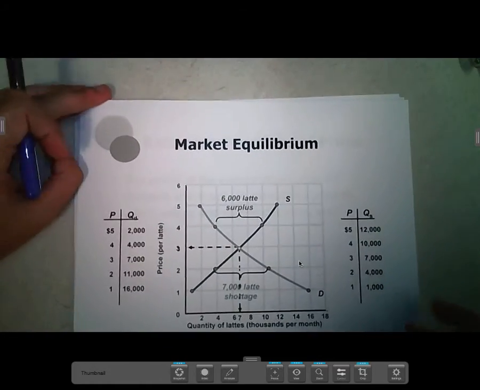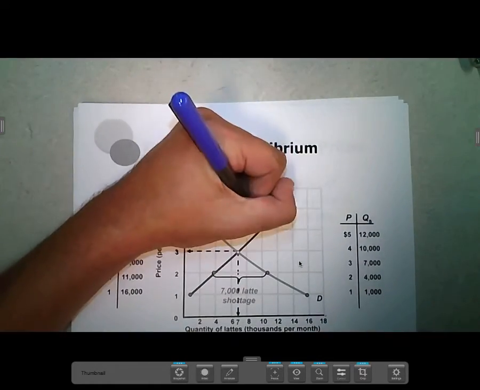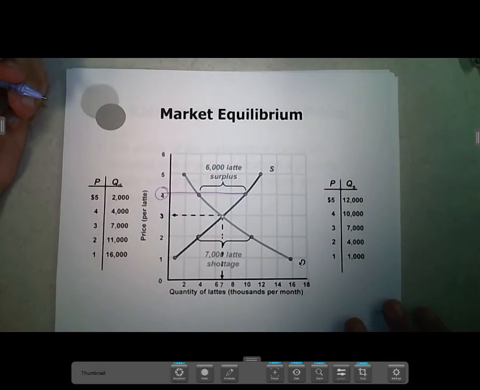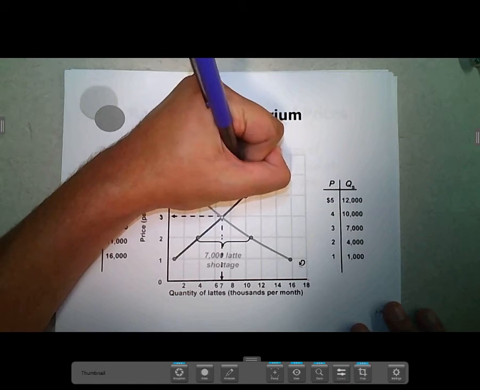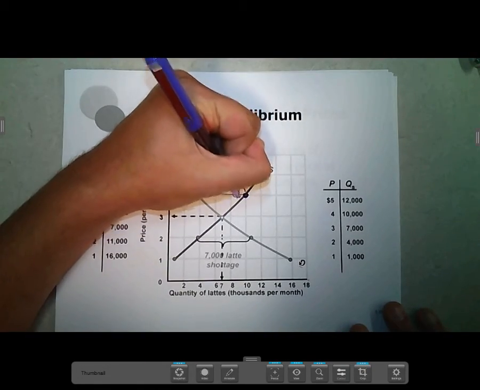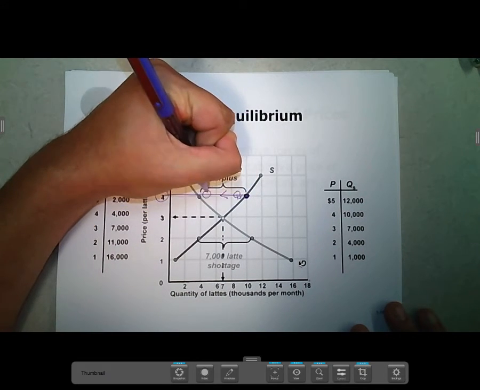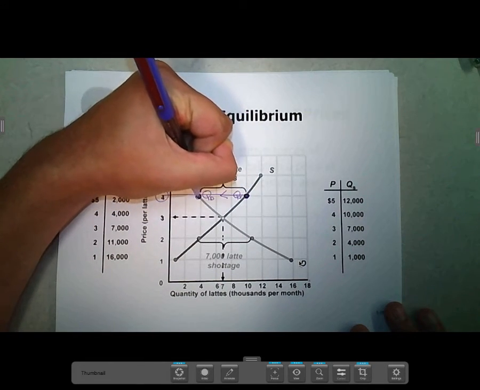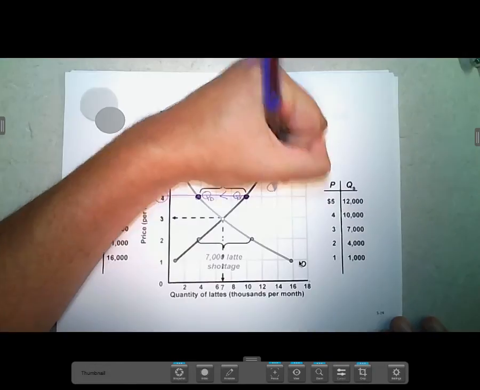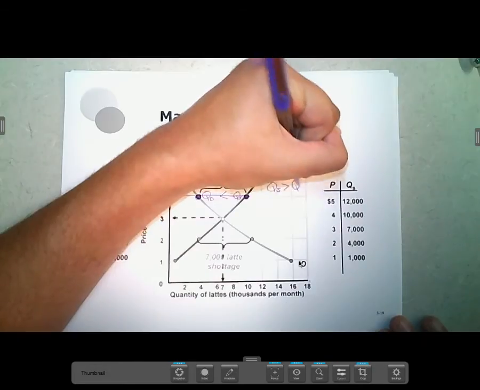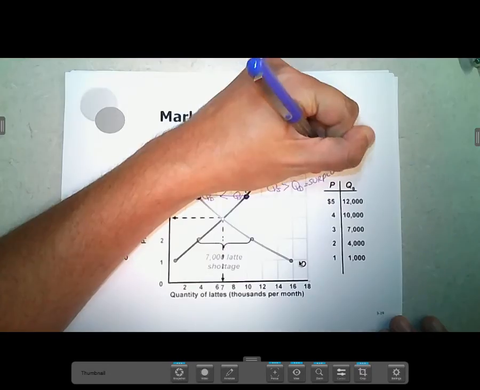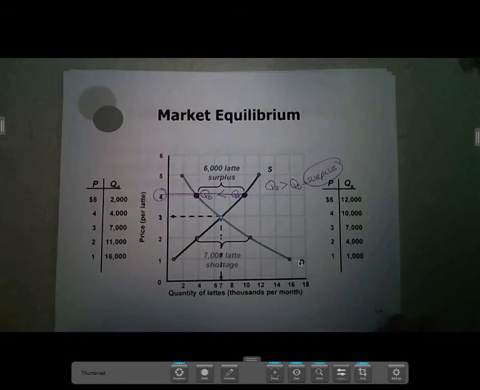What would happen if the price were too high? Then if the price were too high, let's say at $4, then the quantity supplied at $4 will be greater than the quantity demanded at $4. When quantity supplied is greater than quantity demanded, that is equal to a surplus. There's too much being produced.